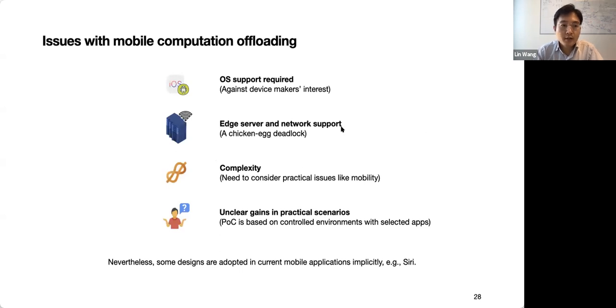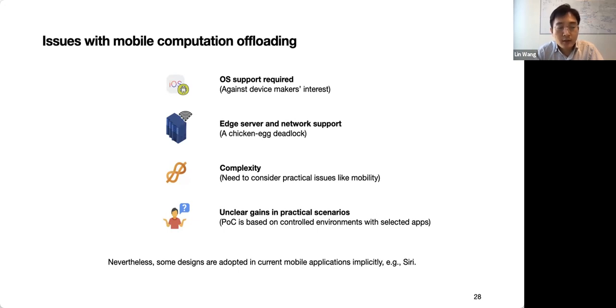If you look a little bit closer, actually there are a lot of issues here. First, we need operating system support for this kind of technology, right? We said that we don't want to modify the applications, that is nice, but all the offloading frameworks we have seen have to be deployed on the operating system so that they can support these offloading strategies. And this is in general against the device makers' interest, right? The mobile phone manufacturers really want to make expensive phones that are more powerful so that they can gain benefits from that. But if you say that you can offload everything to the server, at the end the mobile device is just a dumb device, then it is sort of against their interest.